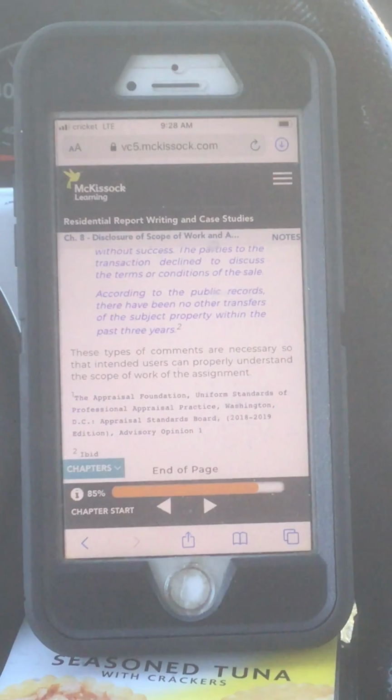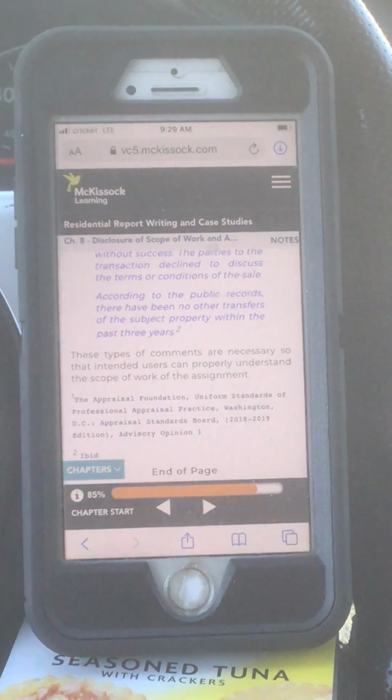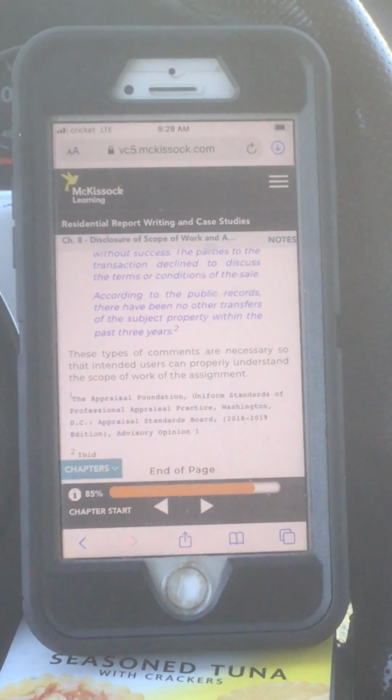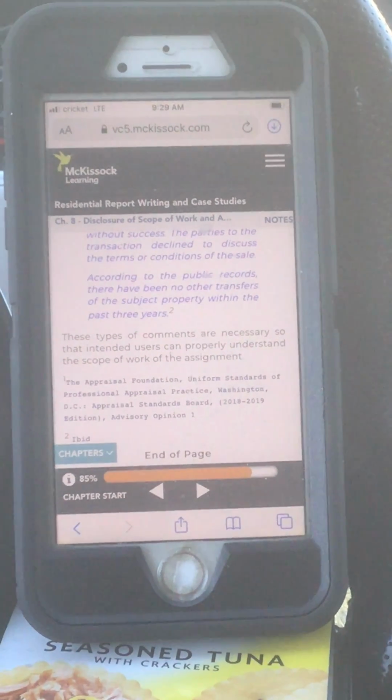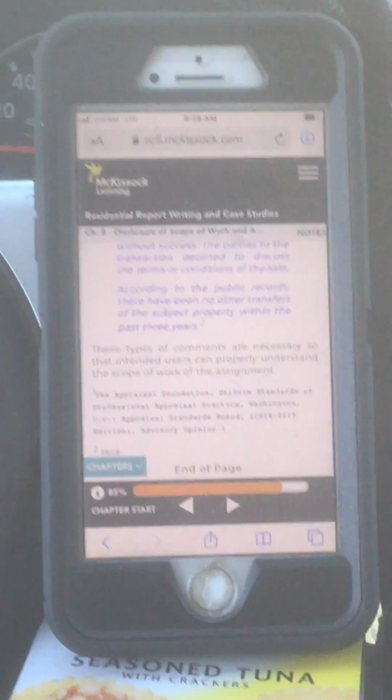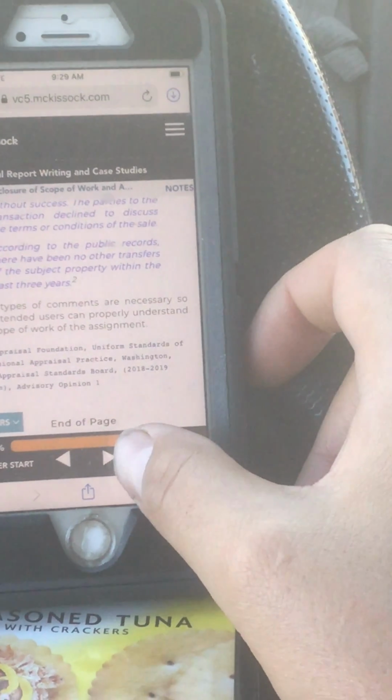The Appraisal Foundation, Uniform Standards of Professional Appraisal Practice, Washington, D.C., Appraisal Standards Board, 2018 through 2019 edition. Advisory Opinion 1. 2. Ibid. End of page.